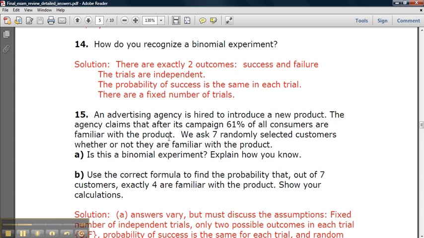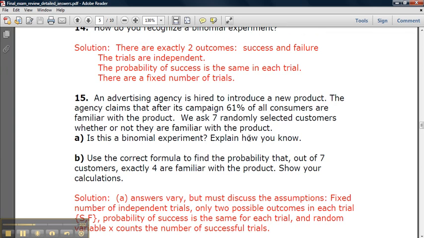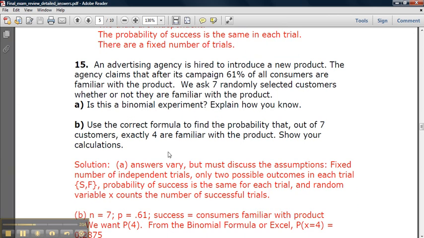So here we ask 7 randomly selected customers whether or not they are familiar with the product. So we got out of 7. That's our set number of trials. Is this binomial? Yes, it is binomial, because it has all the characteristics that we just described. Here, use the correct formula to find the probability that out of 7 customers, exactly 4 are familiar.